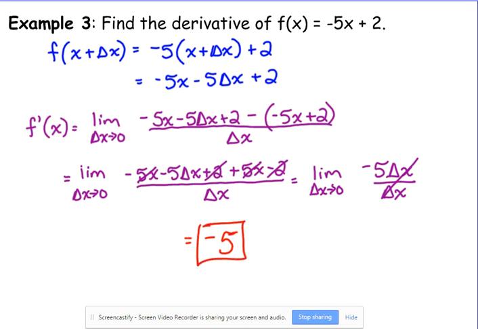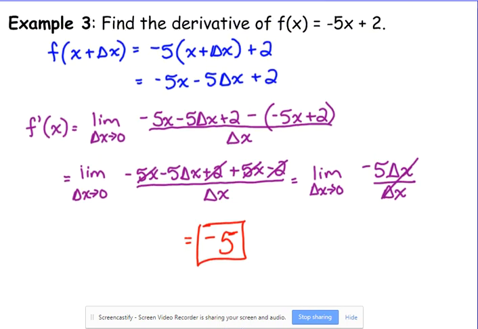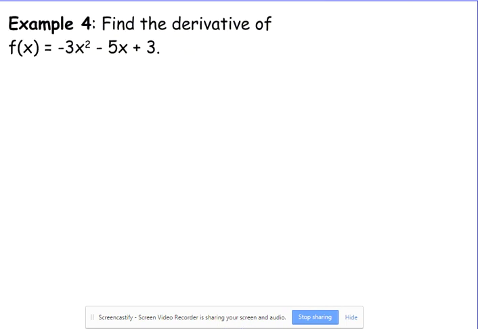But the reason is negative 5x plus 2 is still a straight line. It just has a y-intercept of positive 2 instead of going through the origin. So it's still going to have a slope of negative 5 everywhere. So derivatives of linear functions, pretty boring. So let's look at a polynomial. Let's look at negative 3x squared minus 5x plus 3.